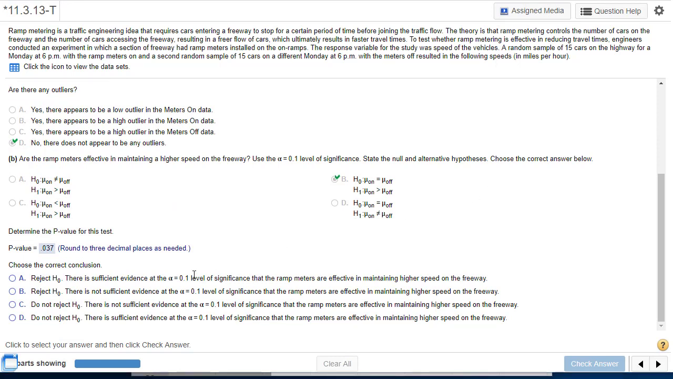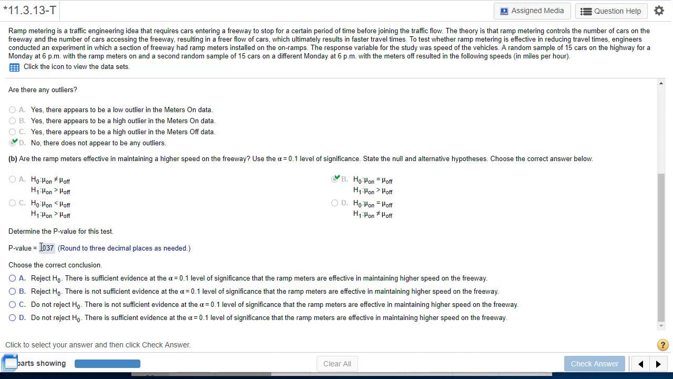Now, again, for your problem, your p-value will most likely be different. You're given different samples. Your alpha level may be 0.01 or maybe 0.05. So don't just do a carbon copy of what I'm doing. And that's why I'm able to do these videos and feel that I'm not just giving you everything, right?